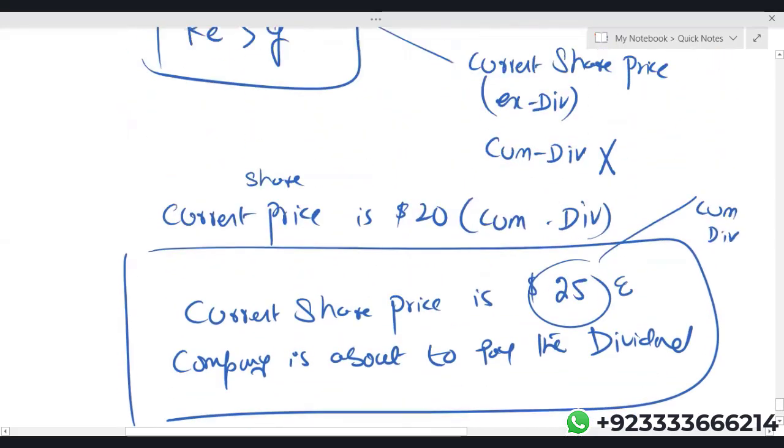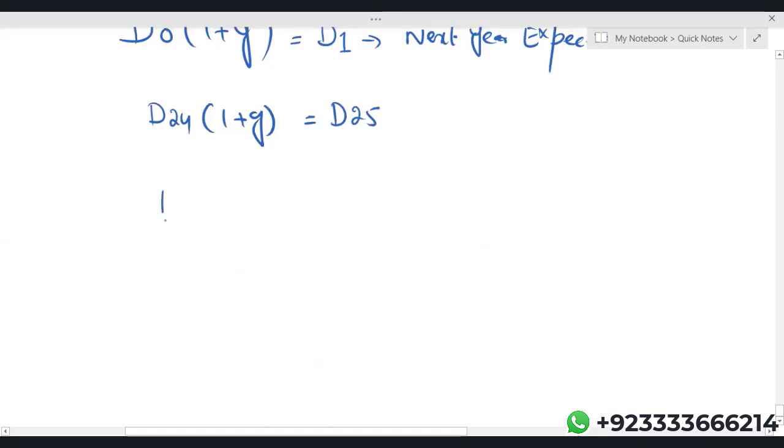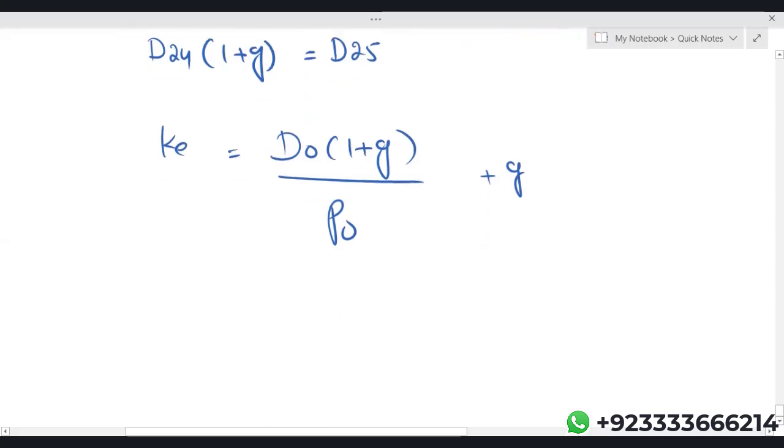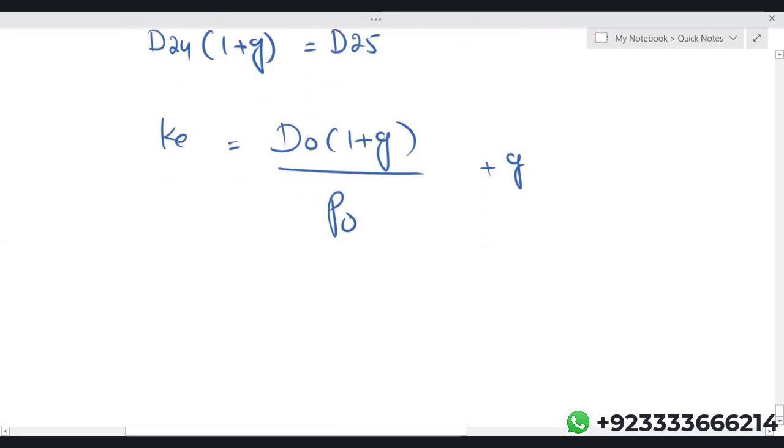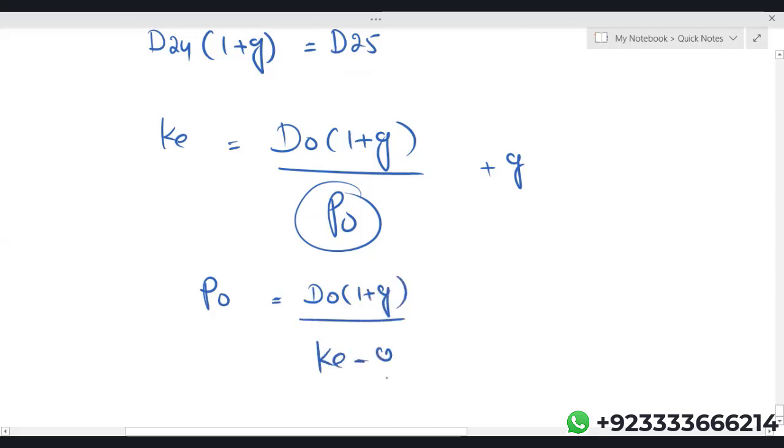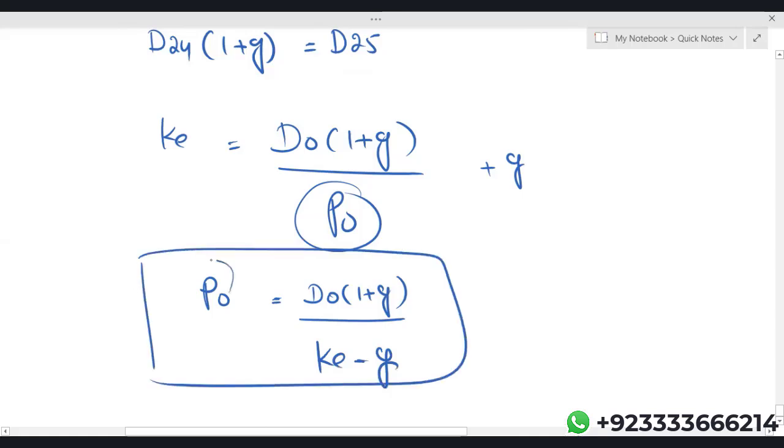Okay, one more thing. We know the formula: KE is equal to D naught (1 plus G) upon P naught, plus G. By using this formula, if I make P naught the subject, then P naught will be equal to D naught (1 plus G) upon KE minus G. So please, you should be really good in these things. If KE is the subject, what is the formula? If P naught is the subject, then what is the formula?